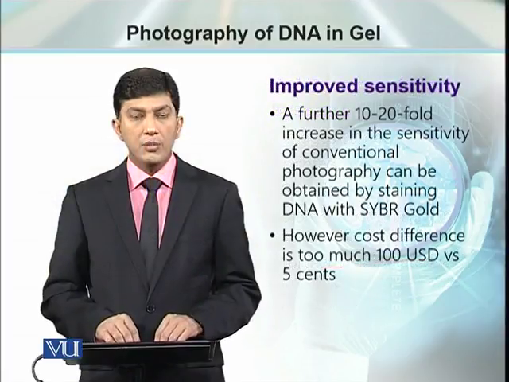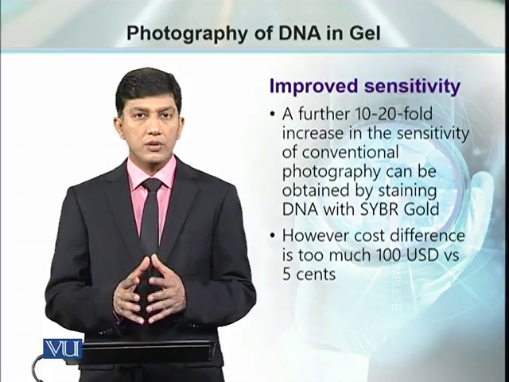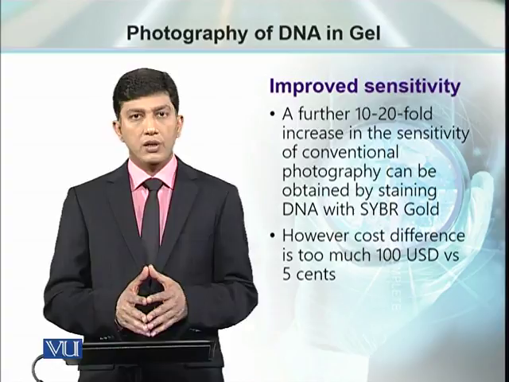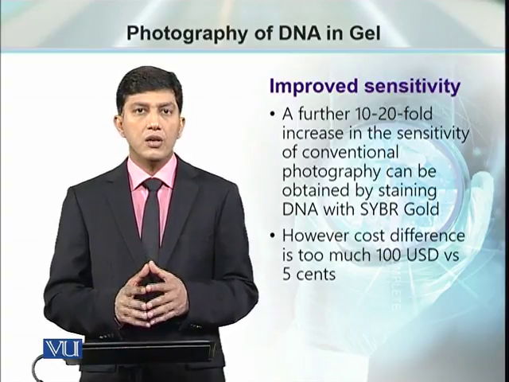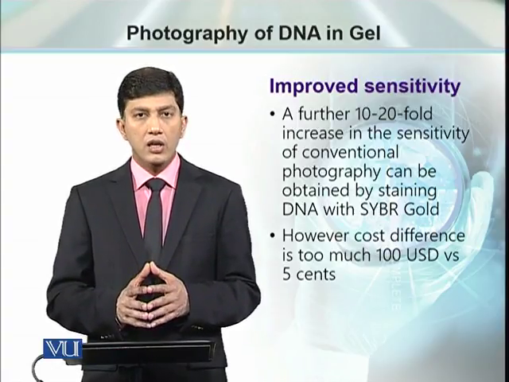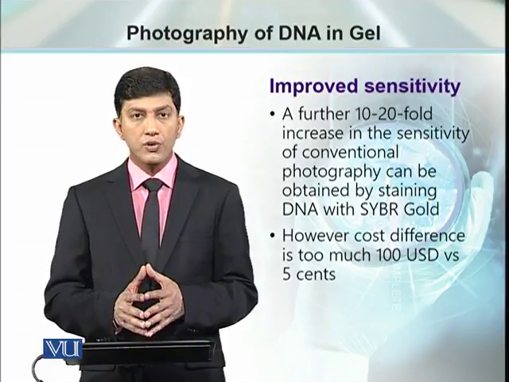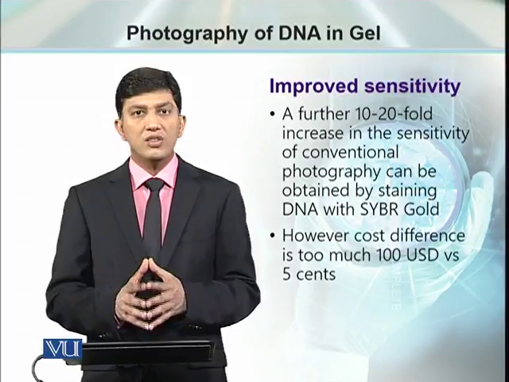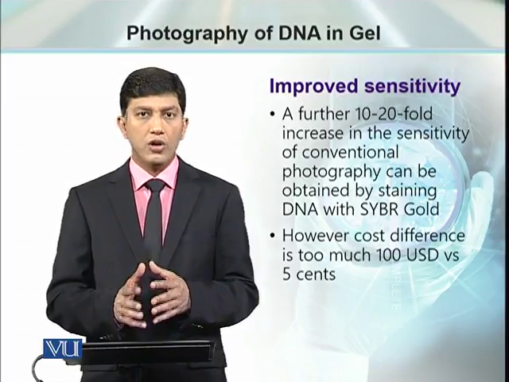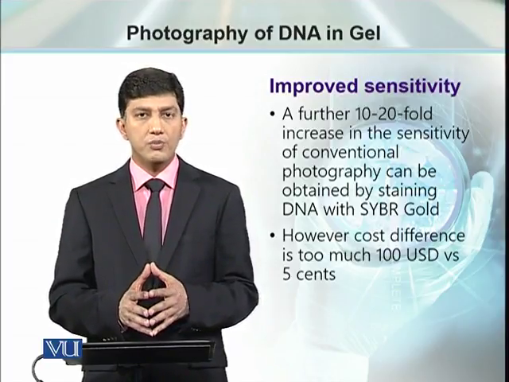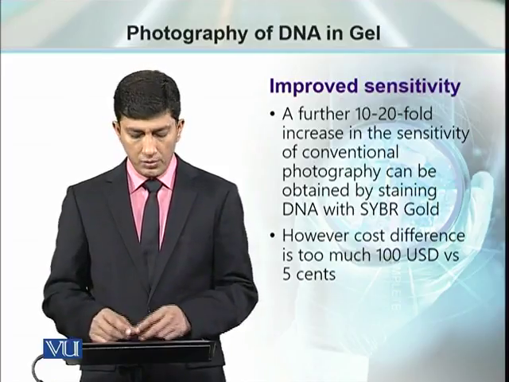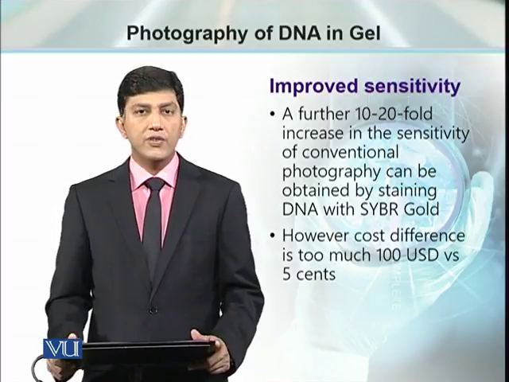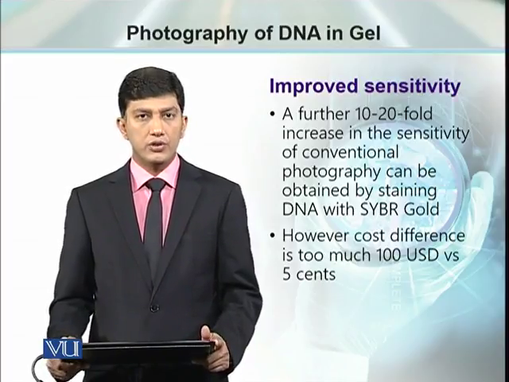The detection limit can be improved with this improved sensitivity, as if you prefer cyber gold stain over ethidium bromide stain, then it can give you improved results. But again, यहाँ पे वही बात आती है cost effectiveness की. Use of ethidium bromide is cheaper as compared to cyber gold. We can compare it like 5 cents versus $100.